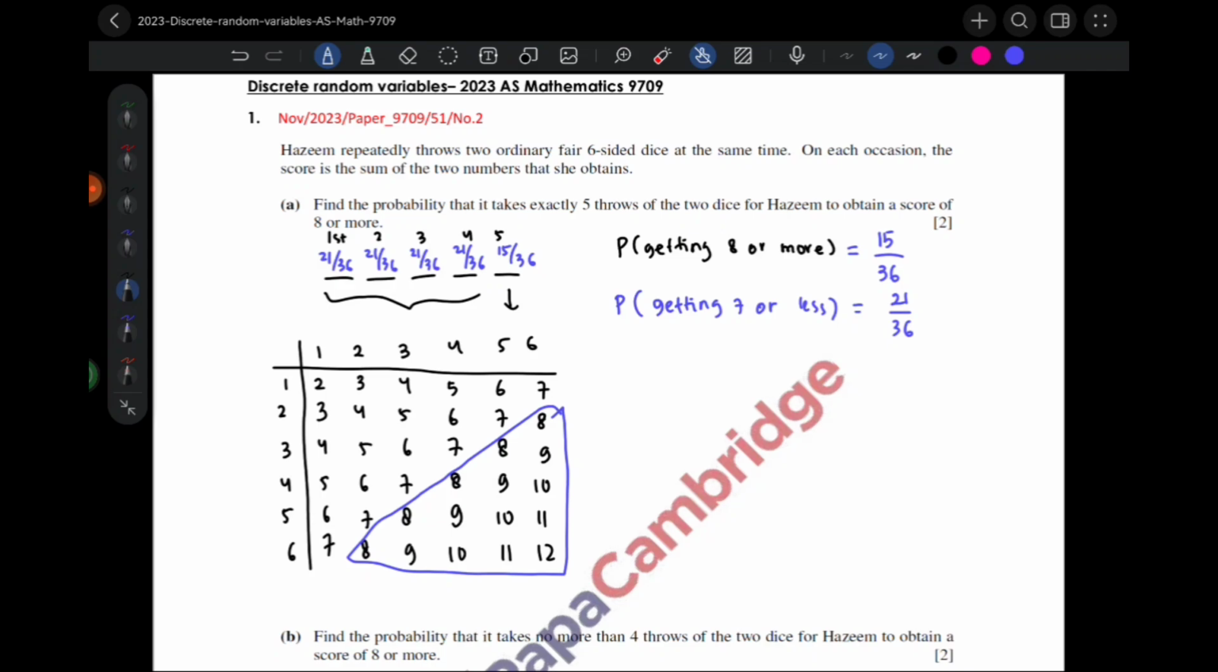So the result is: probability equals 21 over 36 raised to the power 4, and then multiplied by 15 out of 36. If you calculate using your calculator, you have 1248832 over something, which equals 0.0482 to 3 significant figures. Okay, this is still easy.